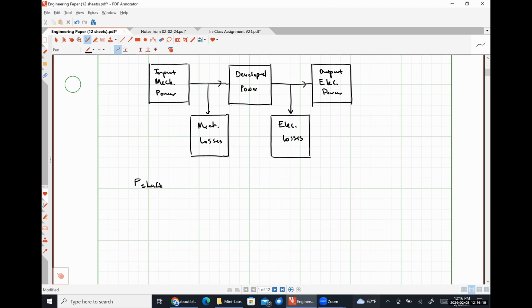So our shaft power is simply going to be the product of the torque at the shaft multiplied by the speed of rotation.